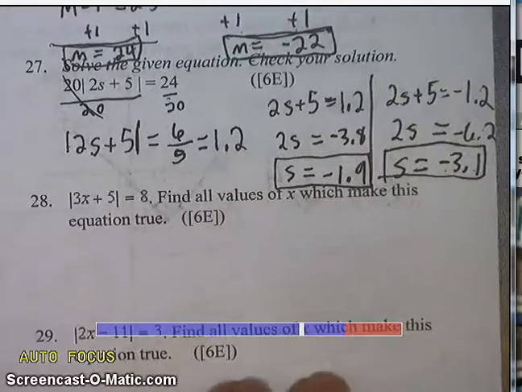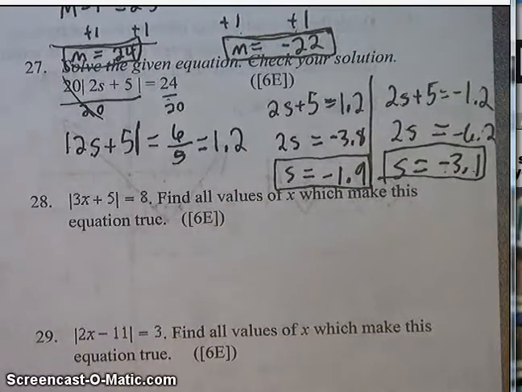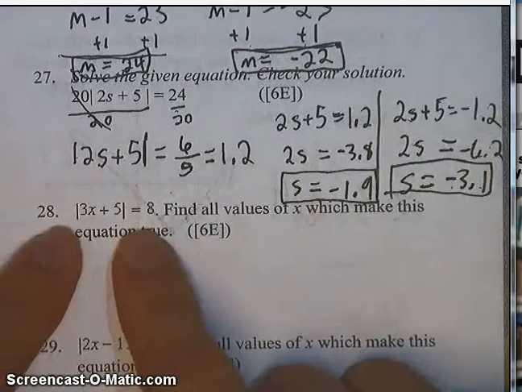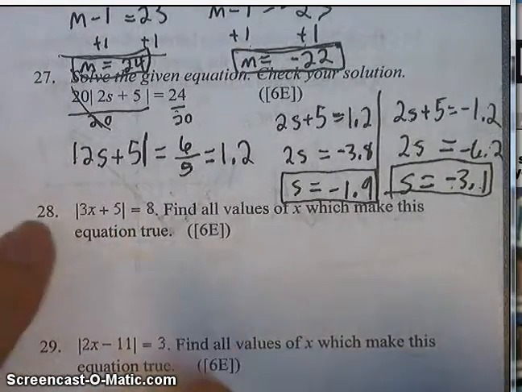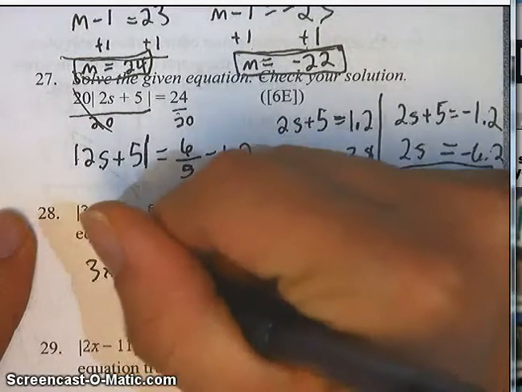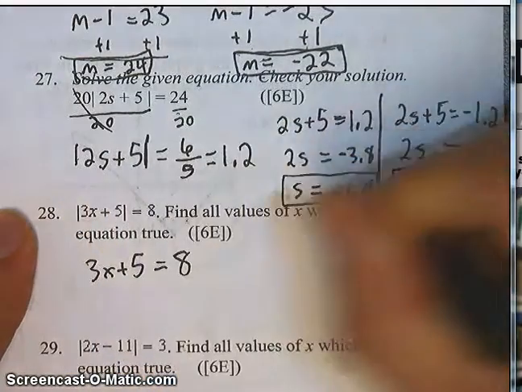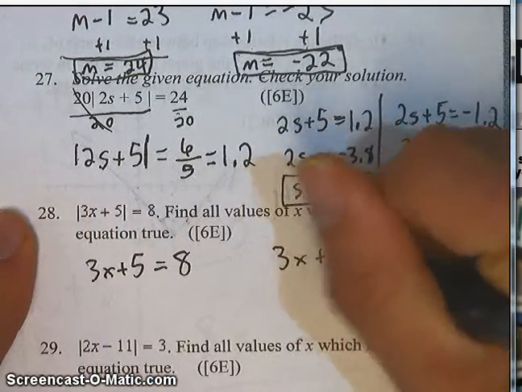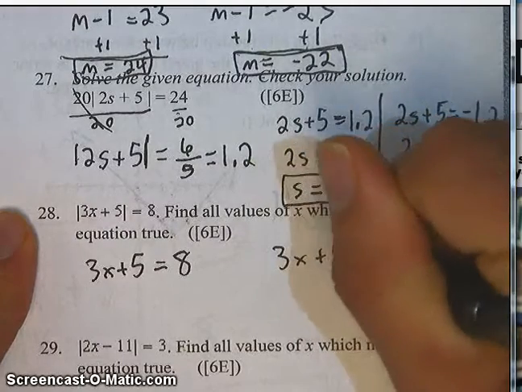28. Absolute value of 3x plus 5 equals 8. Find all values of x which make this equation true, meaning solve. These bars are by themselves, so I can split this into two equations. 3x plus 5 equals 8. 3x plus 5 equals negative 8.